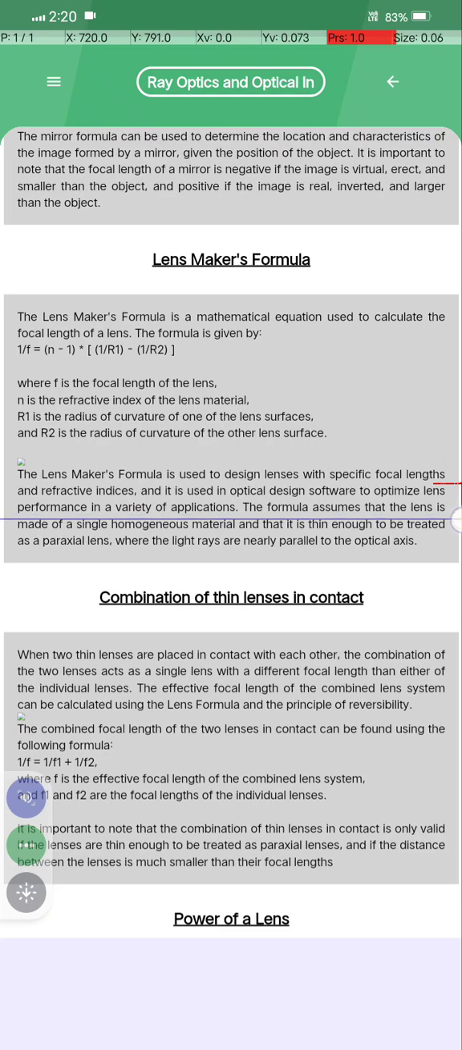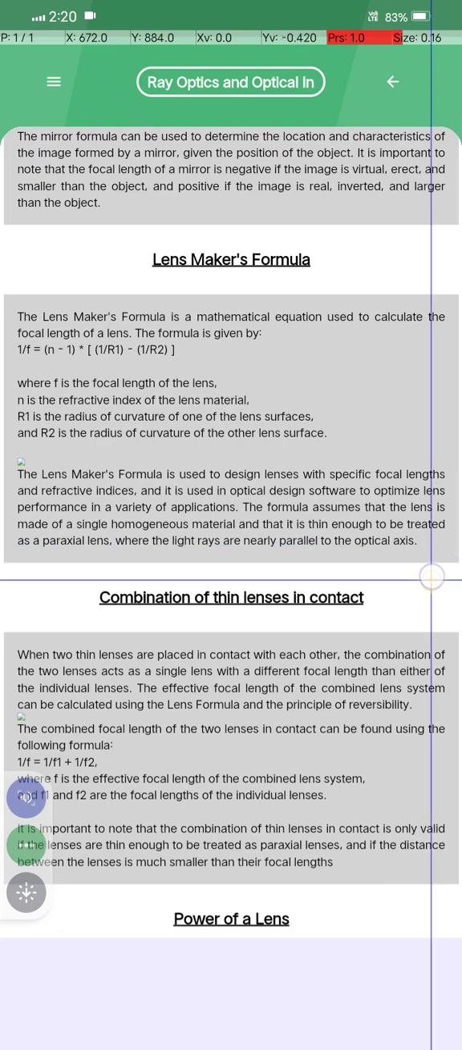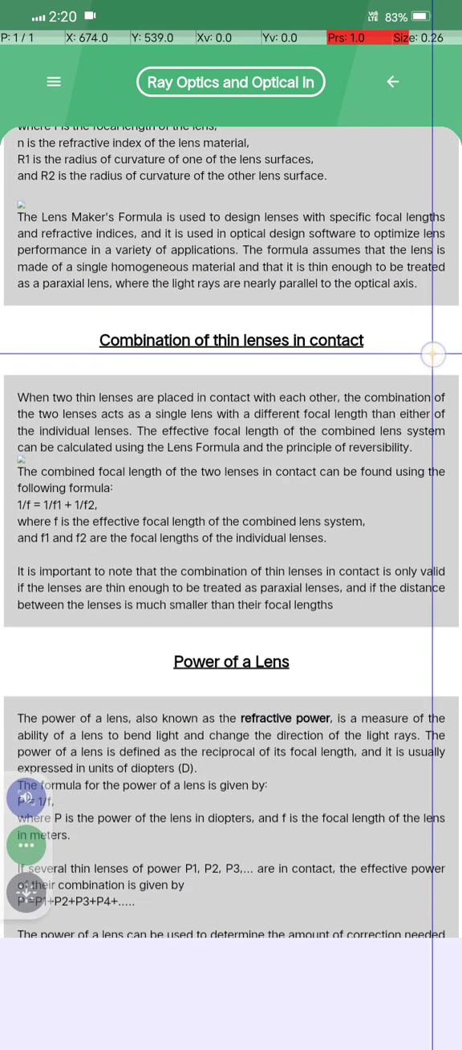The formula assumes that the lens is made of a single homogeneous material and is thin enough to be treated as a paraxial lens, where the light rays are nearly parallel to the optical axis. Combination of thin lenses in contact.